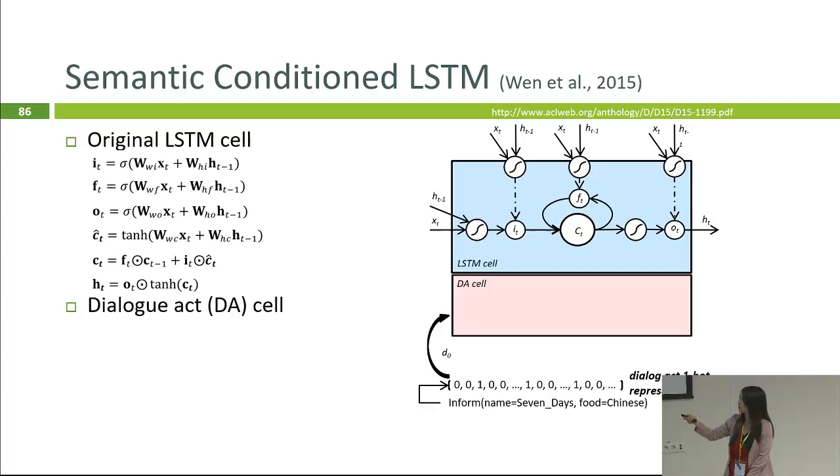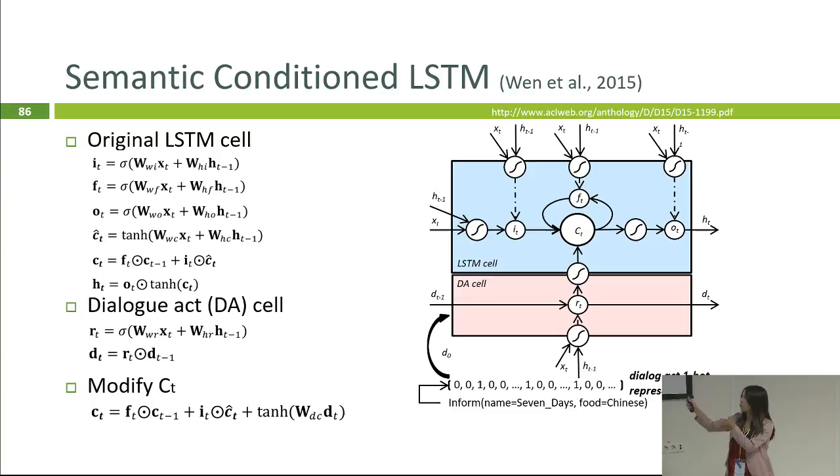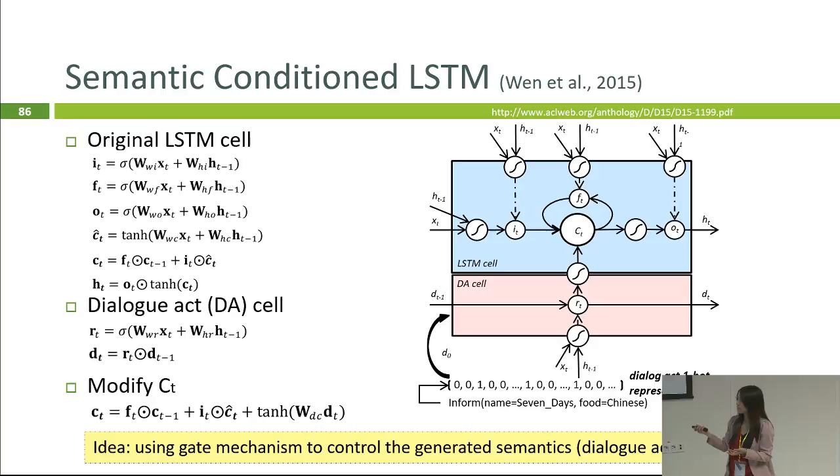If you generate the output word by word, they will gradually update this semantic frame. It's called dialogue act cell. They will update it, and if they mention the restaurant name, then this number should become zero, so that the following words may not cover the same semantics. So they can directly train in an end-to-end manner, and automatically decide how to do the update, how to generate the word, and how to avoid the semantic repetition. So you just use the gating mechanism easily to control the semantics.